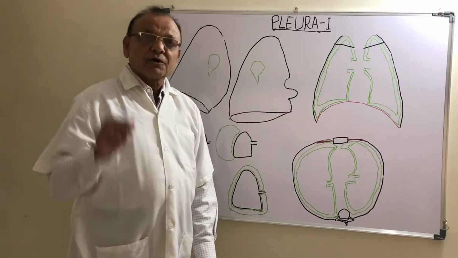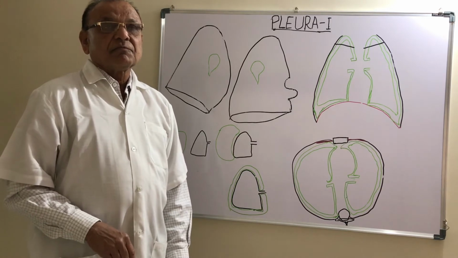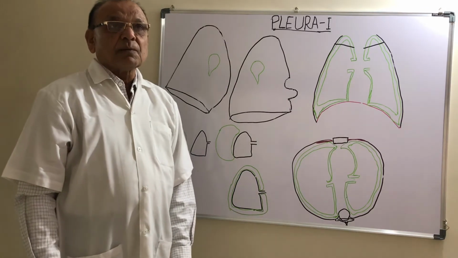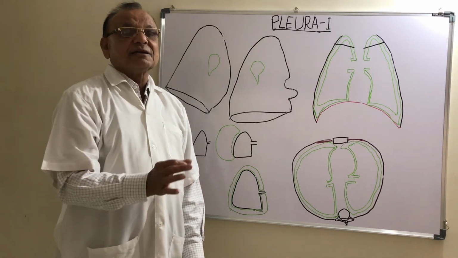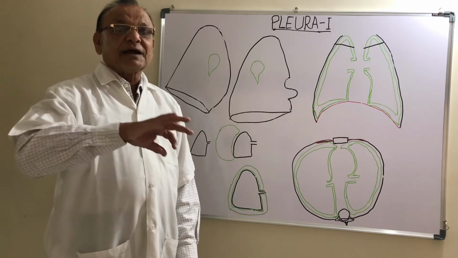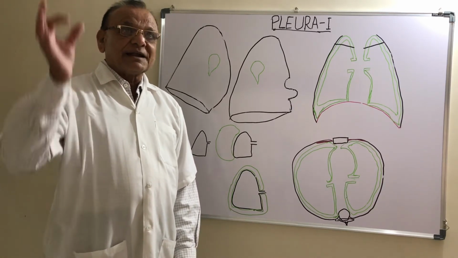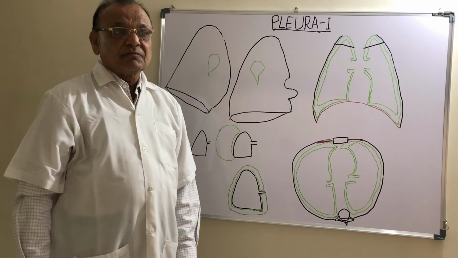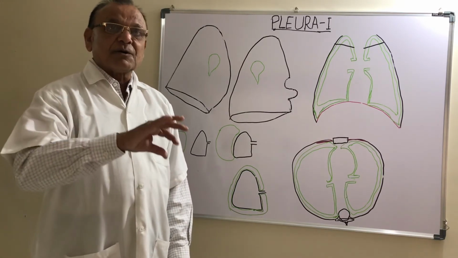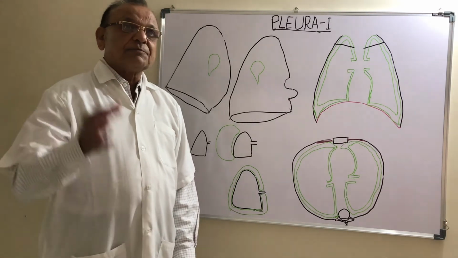First one, bronchus. Bronchus passes through the hilum because it carries the air from the trachea to the lung. Pulmonary artery enters the lung through the hilum. Pulmonary vein comes out from the lung through the hilum. Bronchial artery enters through the hilum. Bronchial vein comes out from the hilum. Lymphatics come out from the hilum. And the nerve of the lung passes through the hilum.